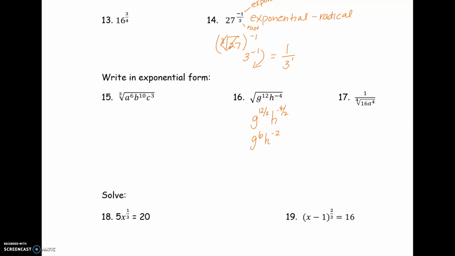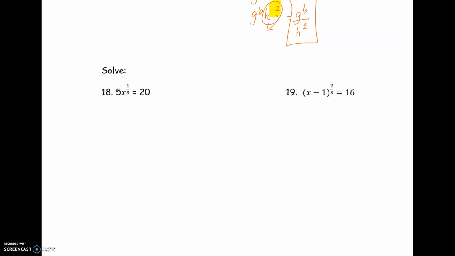But I'm not done. Why? Because you cannot have negative exponents. It means that this is going to the denominator, this whole thing. What stays? g to the 6 stays in the numerator. The denominator becomes h to the positive second power. So your answer is g to the 6 divided by h squared.